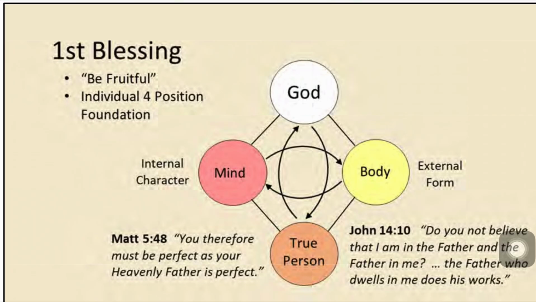So that person will have an internal character similar to God, and external form following God. So this person becomes a true person. So in the Bible, in Matthew 5:48, this true person is a perfect person. Jesus Christ said, you therefore must be perfect as your heavenly Father is perfect. So Jesus Christ was telling us that each person is supposed to become a true person. This is the first blessing God gave to us.